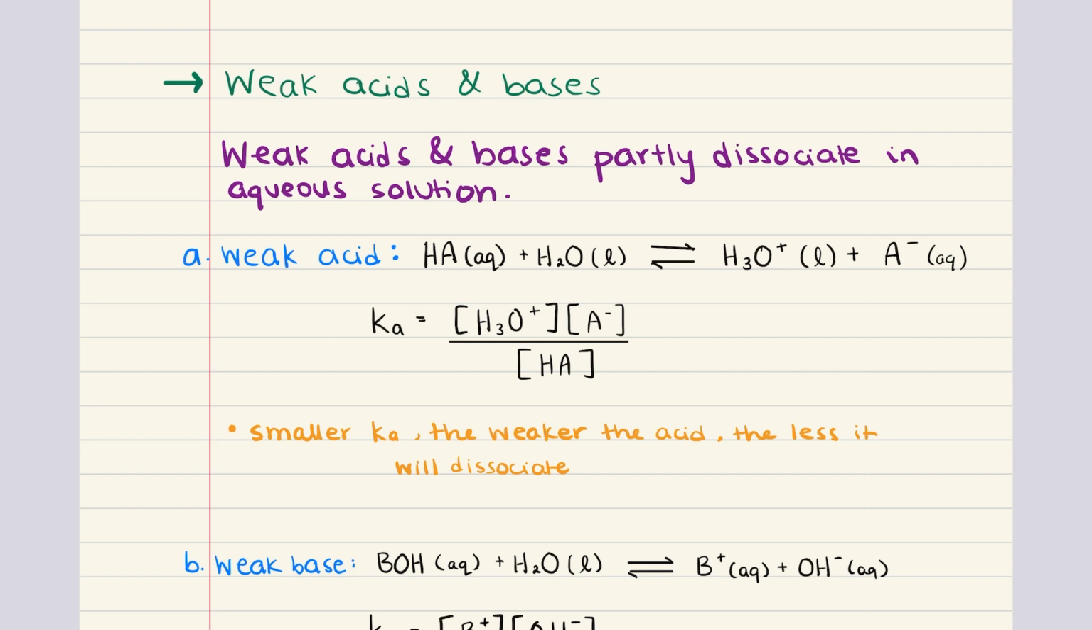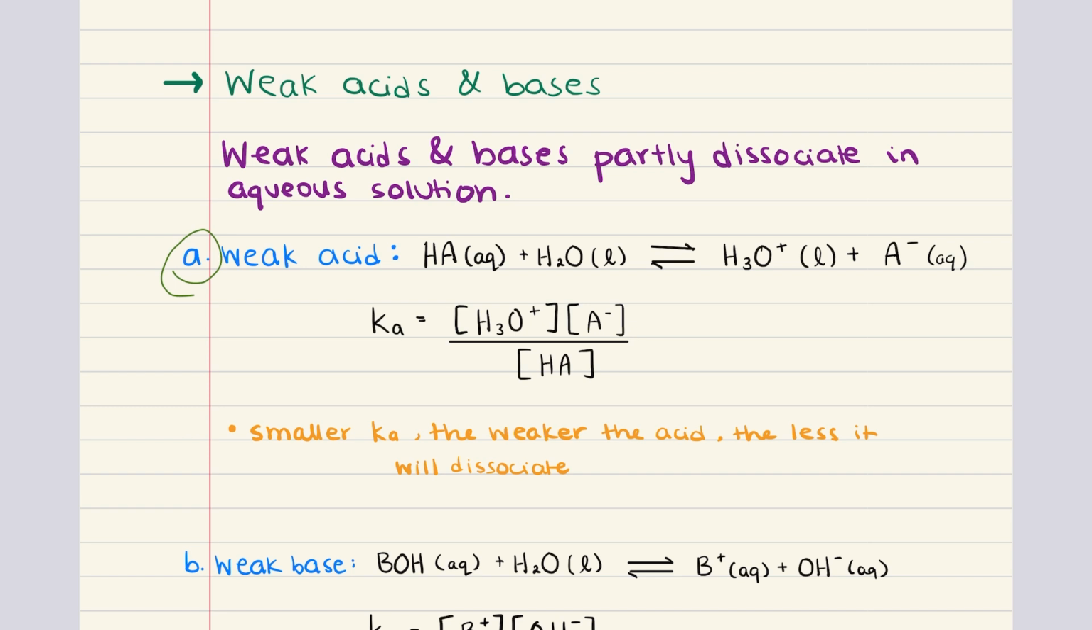Unlike strong acids and bases, which completely ionize in water, weak acids and bases reach an equilibrium state where both the ionized and unionized forms coexist in solution. Let's start with discussing weak acids first. A weak acid partially dissociates in water to produce hydrogen ions and its conjugate base.